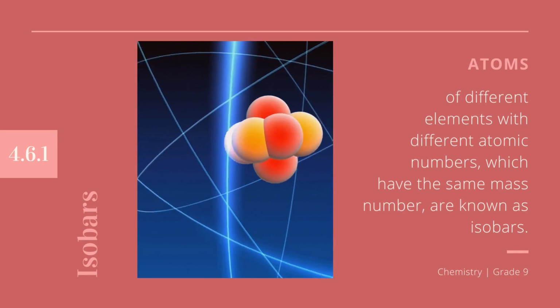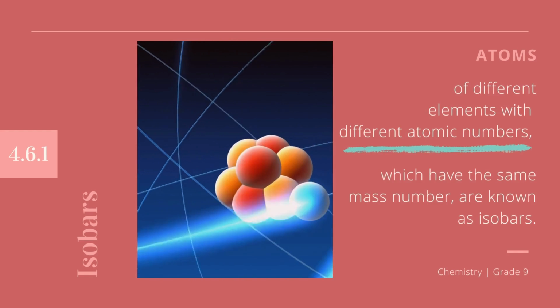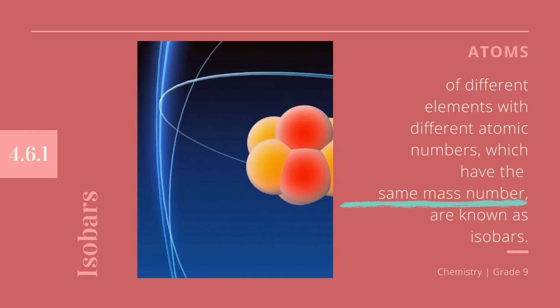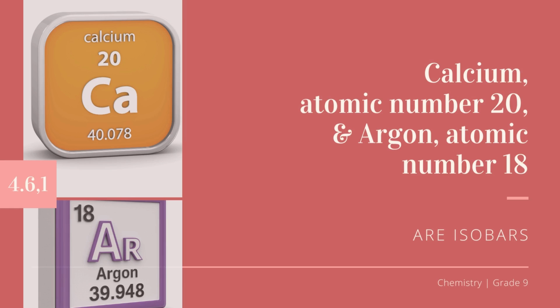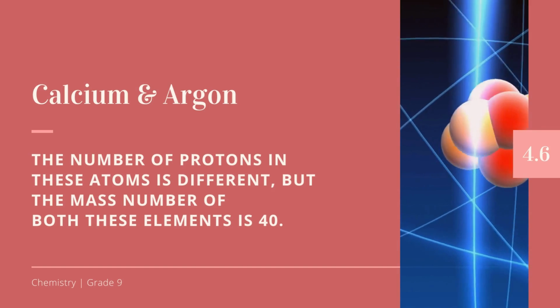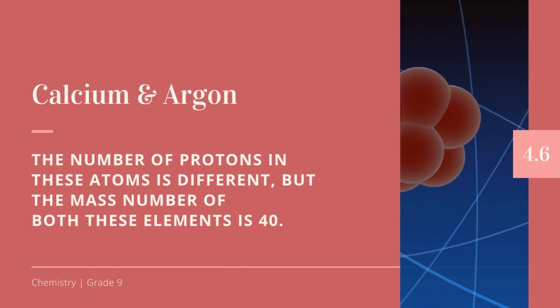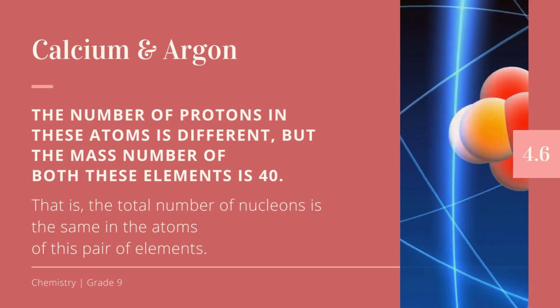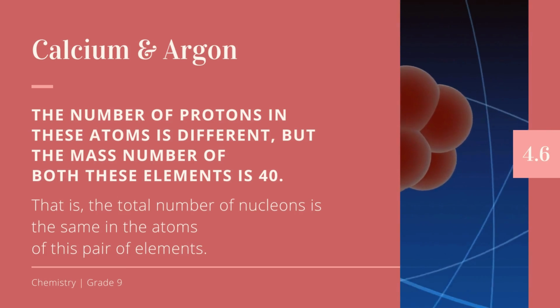Isobars. Atoms of different elements with different atomic numbers which have the same mass number are known as isobars. Let us consider two elements, calcium, which has an atomic number of 20, and argon, which has an atomic number of 18. The number of protons in these atoms is different, but the mass number of both these elements is 40. That is, the total number of nucleons is the same in the atoms of this pair of elements.